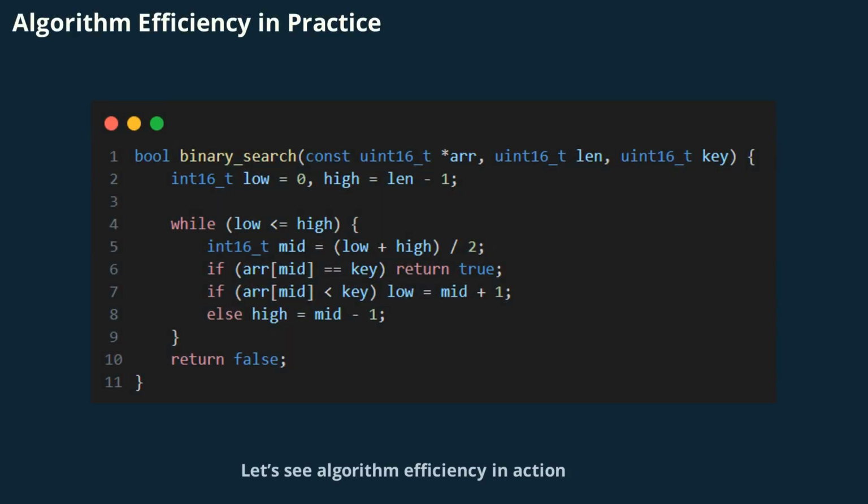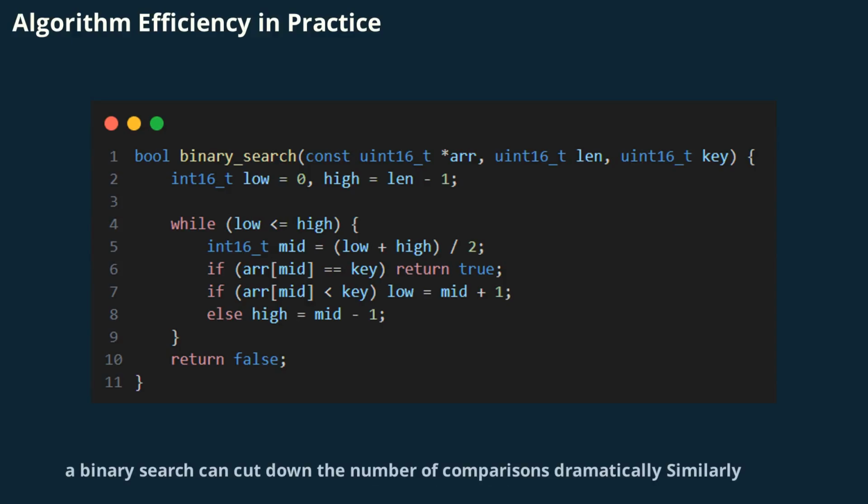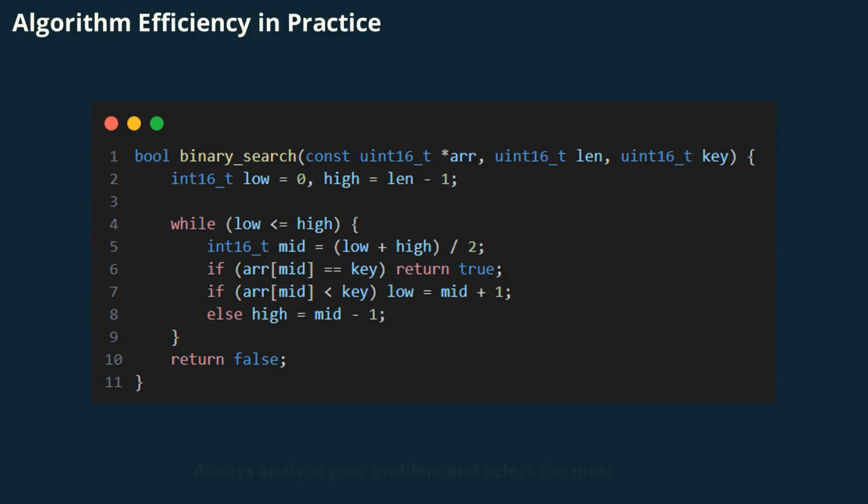See algorithm efficiency in action. Imagine you need to search for a value in a sorted array. Instead of a linear search, a binary search can cut down the number of comparisons dramatically. Similarly, using lookup tables for frequently accessed data can save both time and processing power. Always analyze your problem and select the most efficient algorithm before worrying about low-level code tweaks.